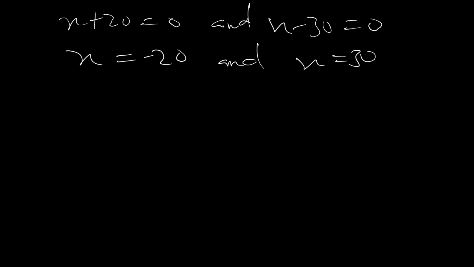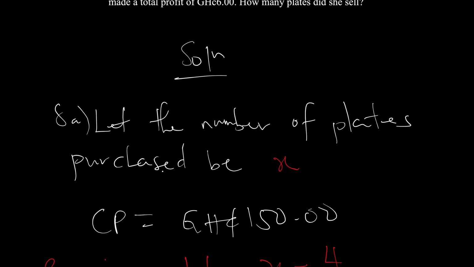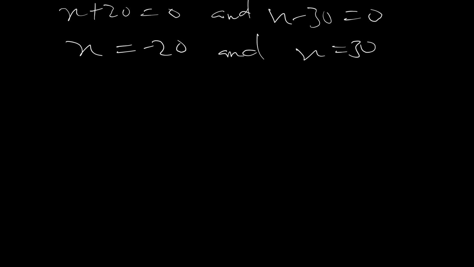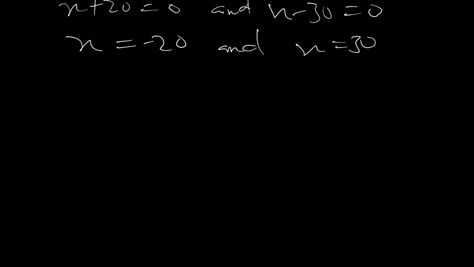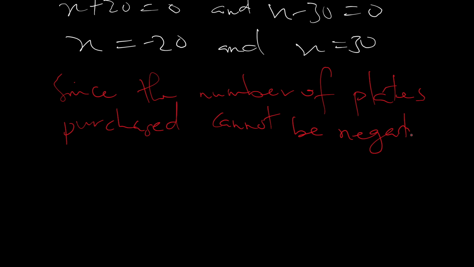But we know that x is equal to the number of plates she bought. So let the number of plates purchased be x. But then the number of plates purchased cannot be negative. So since the number of plates purchased cannot be negative, we can say that x is equal to 30.